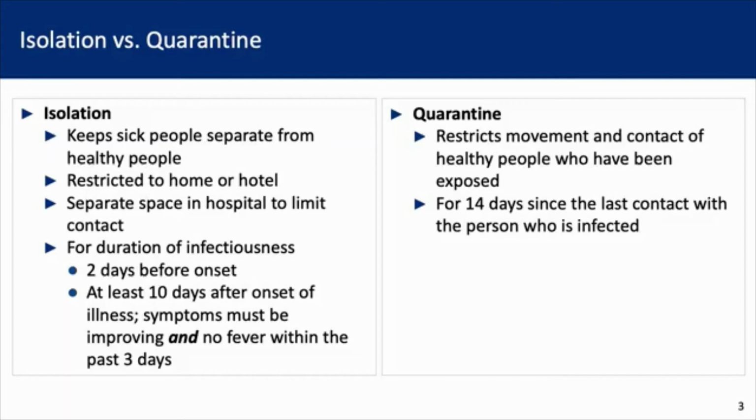So quarantine means restricting the movement and contact of healthy people who've been exposed with other people. So we isolate a case, but we quarantine contacts because they've been exposed and they could become infectious. Contacts should be quarantined for 14 days since the last contact they had with the infectious patient, the person who may have infected them. So it's important to know when their contact was to be able to figure out how long they need to quarantine.